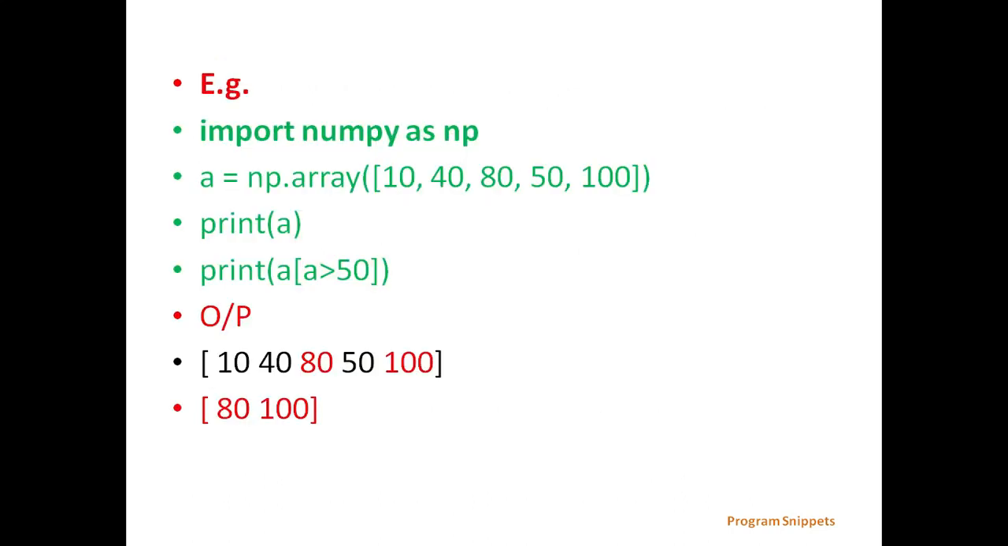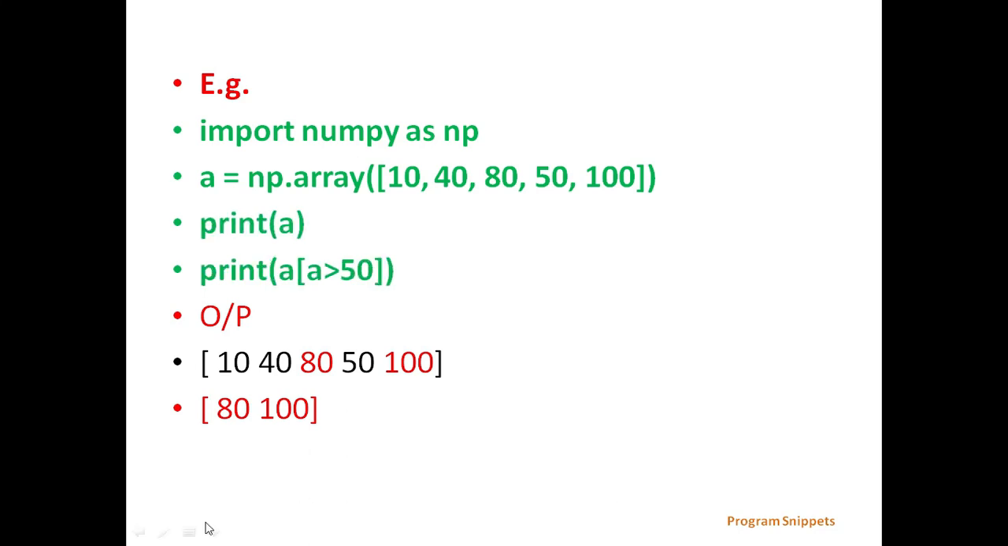For example, here an array is declared with elements 10, 40, 80, 50 and 100, and when we print A[A > 50], it will give the output 80 and 100. That is, it will print those elements which satisfy the condition, that is, the element value is greater than 50. So it will print 80 and 100.